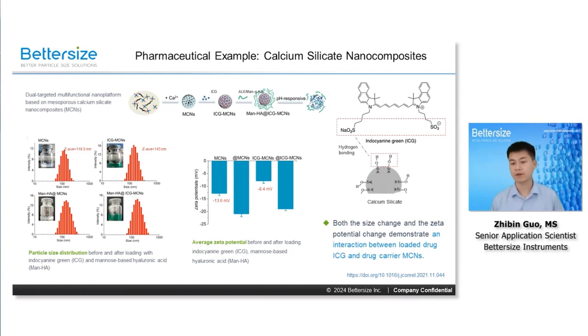The sulfonate groups in ICG, with their oxygen atoms, serve as strong hydrogen bond acceptors, allowing each ICG molecule potentially to neutralize multiple silanol groups on the MCNs. This extensive hydrogen bonding leads to the observed reduction in zeta potential after ICG loading.